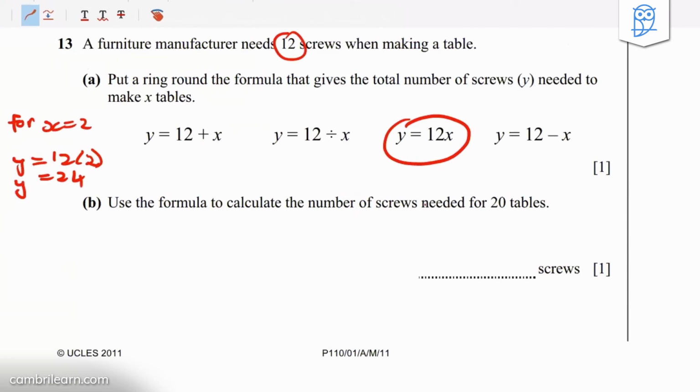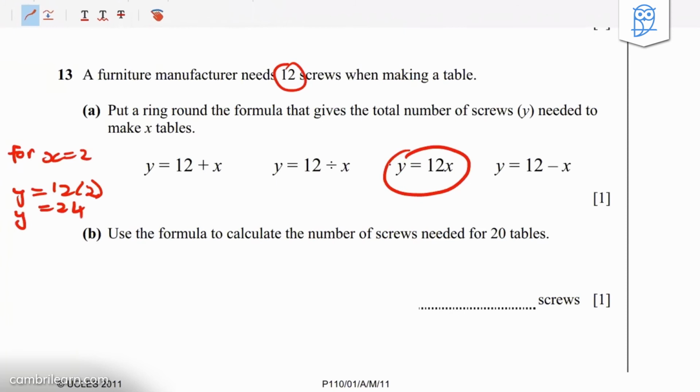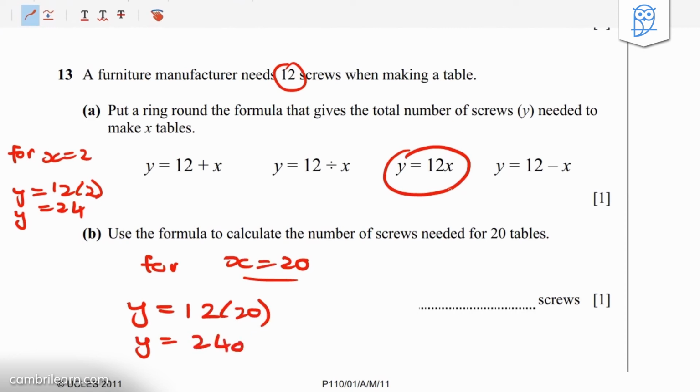Use the formula to calculate the number of screws needed for 20 tables. Now we know that Y is equal to 12X, so we can now say X is equal to 20. This will be my value for X. So for X is equal to 20, we have Y is equal to 12 times 20. What is 12 times 2? It is 24. Add a 0, and we have 240. So 240 screws. There we have it.